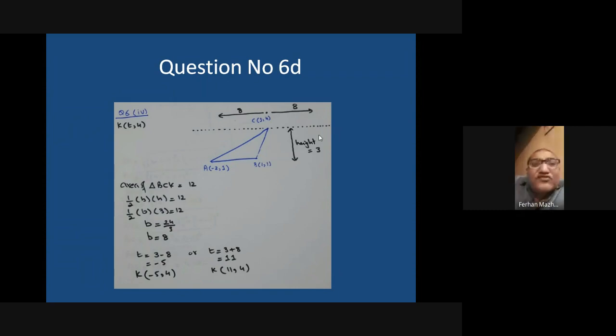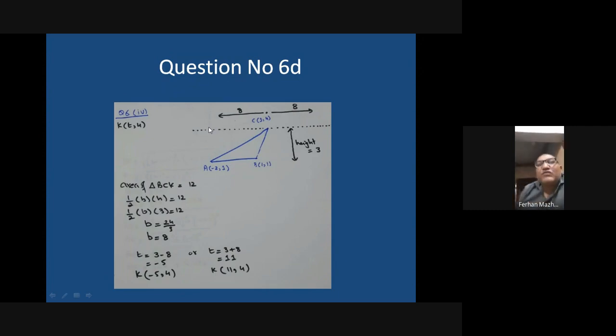We know the area of this triangle: 1 by 2 into base into height equals 12. So 1 by 2, the base is the question, and the height is 3, equals 12. So the base will be 24 divided by 3, and the base will be 8. So if the base is 8, the point K is either 8 steps towards the left of this point C, or 8 steps towards the right.